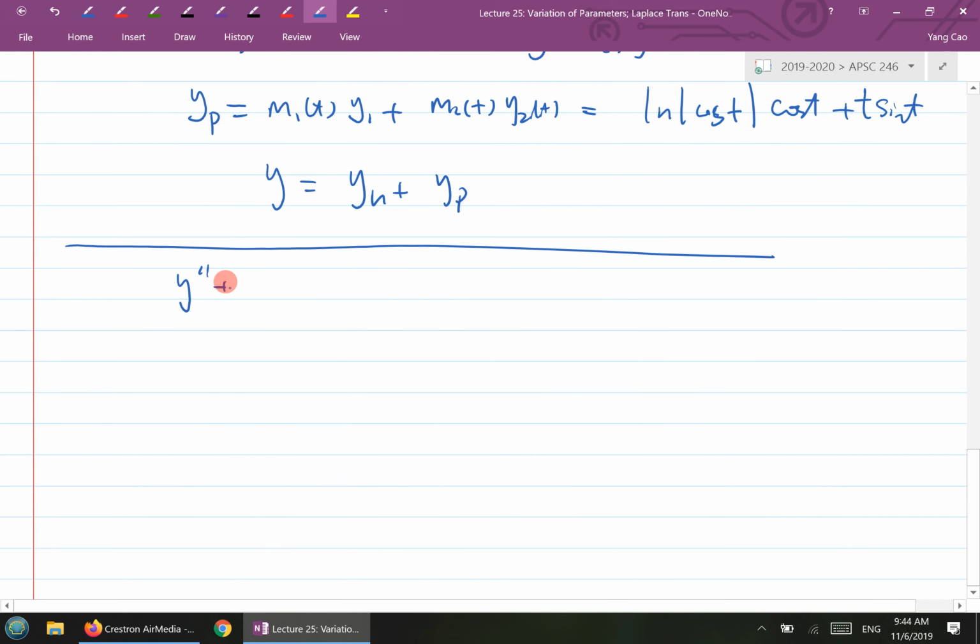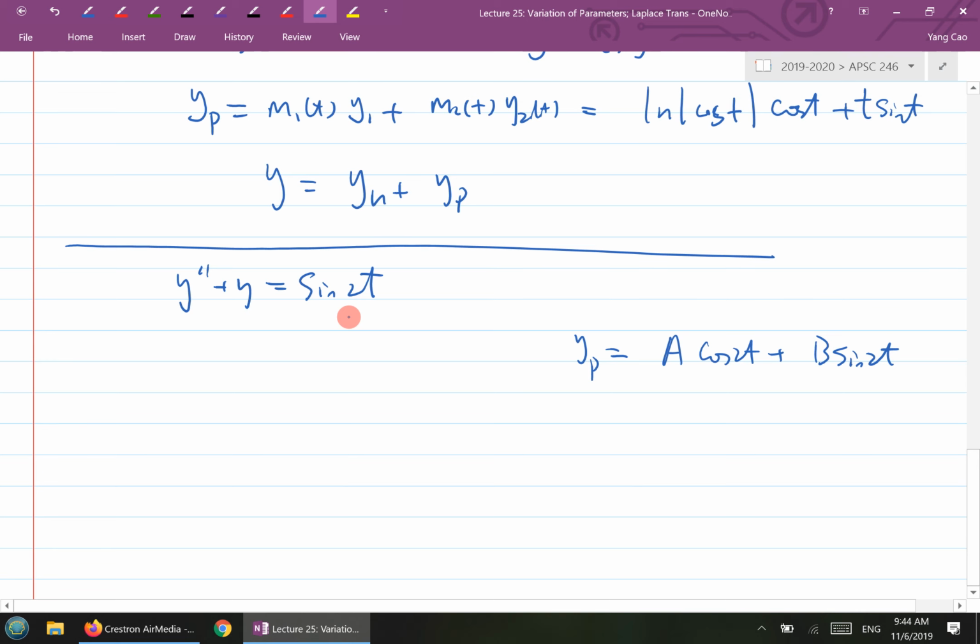If I have y double prime plus y equal to sine 2t, now this sine 2t is a sinusoidal signal. So you can use undetermined coefficients to solve this question. Your choice of yp would be a times cosine 2t plus b times sine 2t, and then you can solve for a and b. Now you can also use variation of parameters to solve this question too. And sometimes it's actually a little simpler.